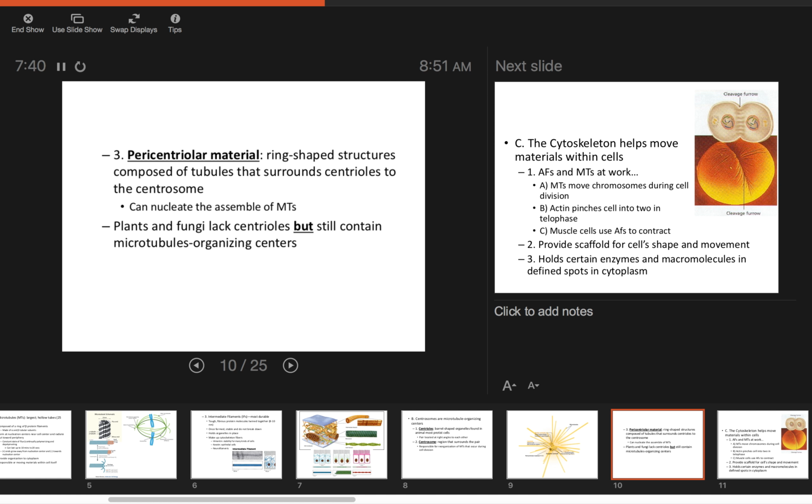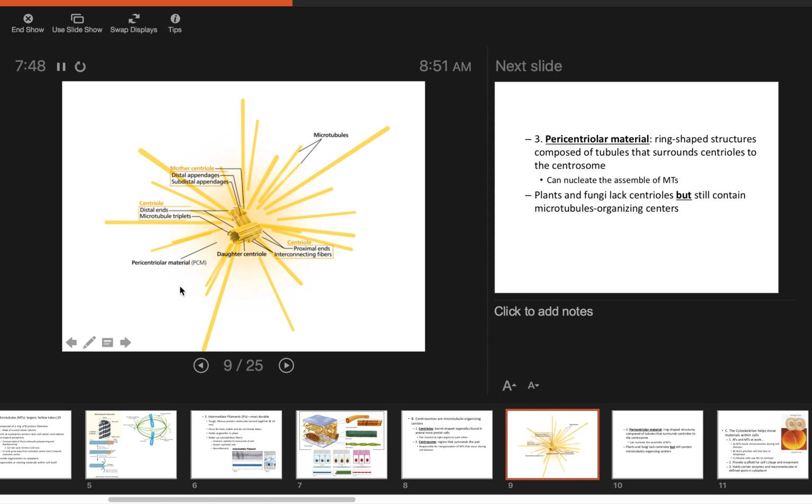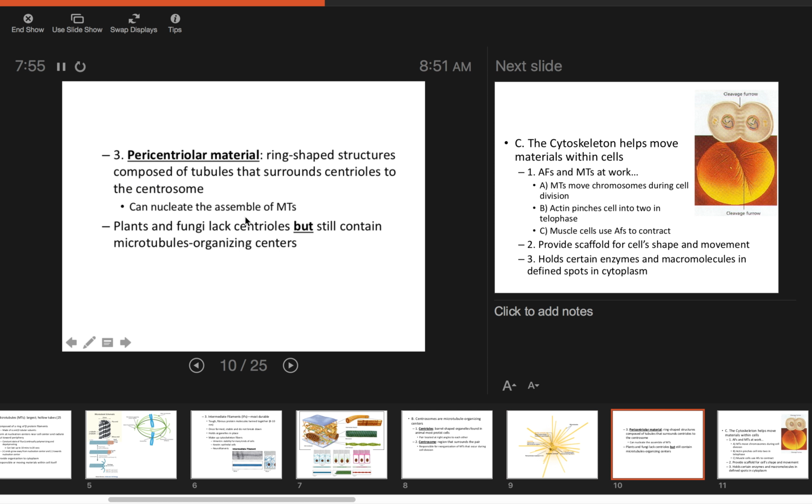A lot of times you'll see a pericentriolar material, kind of like a fuzziness around it. So if we go back, kind of this fuzziness around that, that's your pericentriolar material. It's ring-shaped, surrounds kind of everything, and it's kind of like the building blocks for all the microtubules, those subunits that depolymerize and repolymerize. Remember, you don't find centrioles in plants or fungi, but they do have microtubules inside of them, just not centrioles.